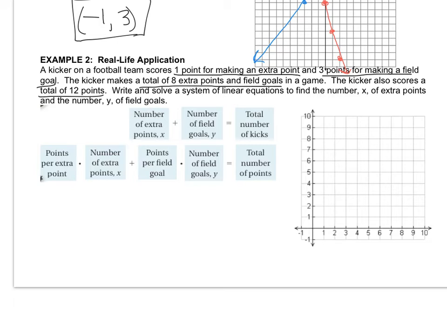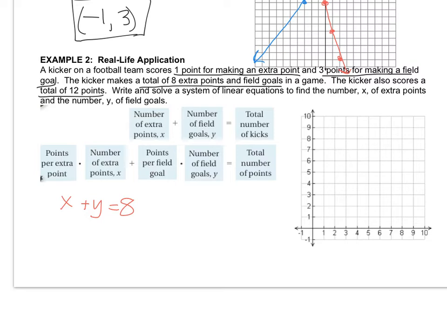Since we don't know the number of extra points, we'll just call that X. Since we don't know the number of field goals, we'll call that Y, because that's what we're trying to find out, right? If you read the question right here, it says find the number of extra points and the number of field goals. But we do know the total, right? Back up in the story, it says the kicker made a total of 8 extra points and field goals. So that's our first equation.